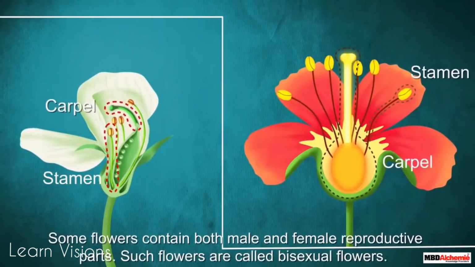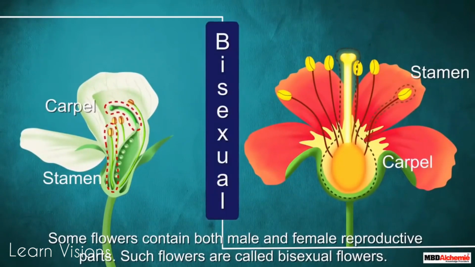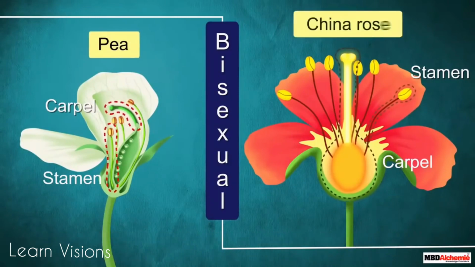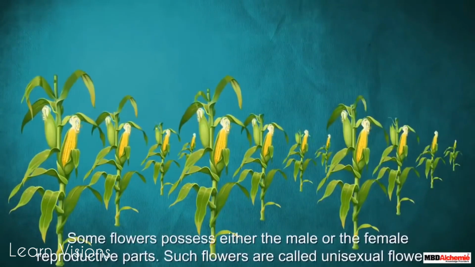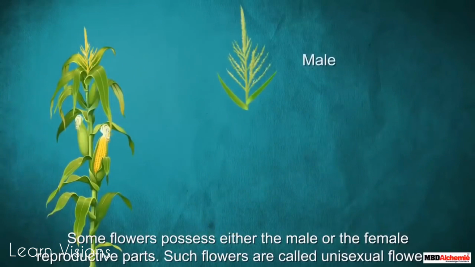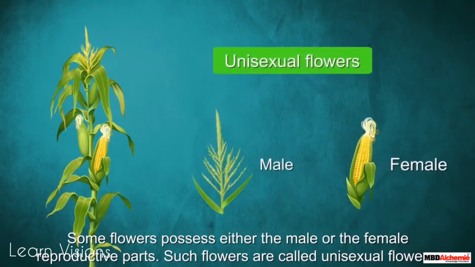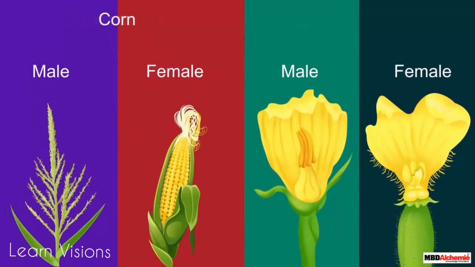Such flowers are called bisexual flowers. For example, pea, China rose, etc. Some flowers possess either the male or the female reproductive part. Such flowers are called unisexual flowers, which means one reproductive organ. For example, corn, cucumber, etc.